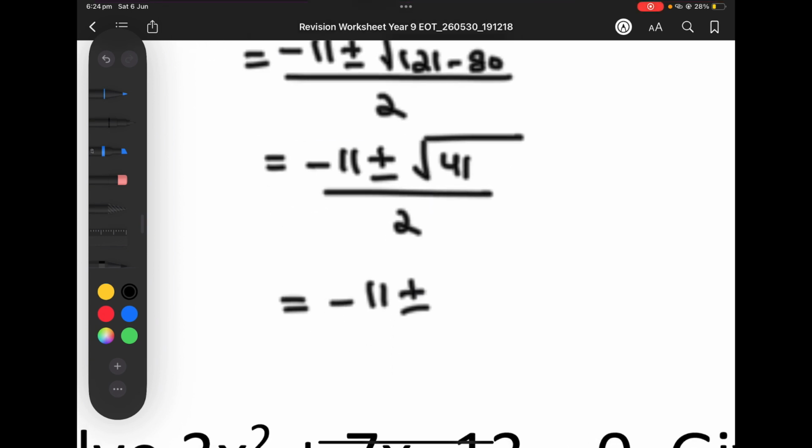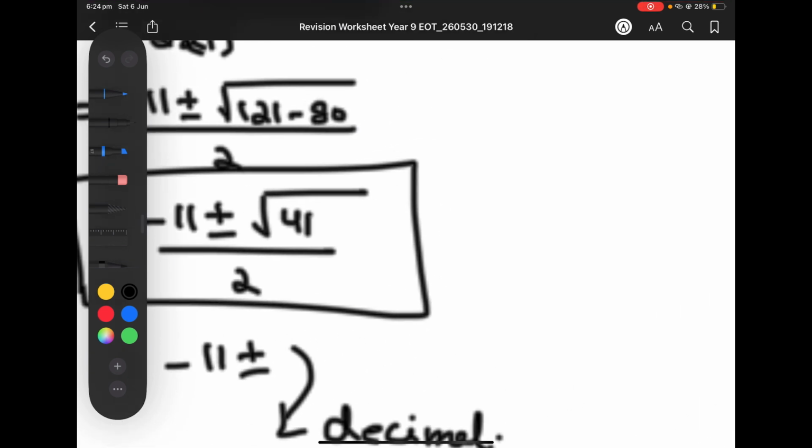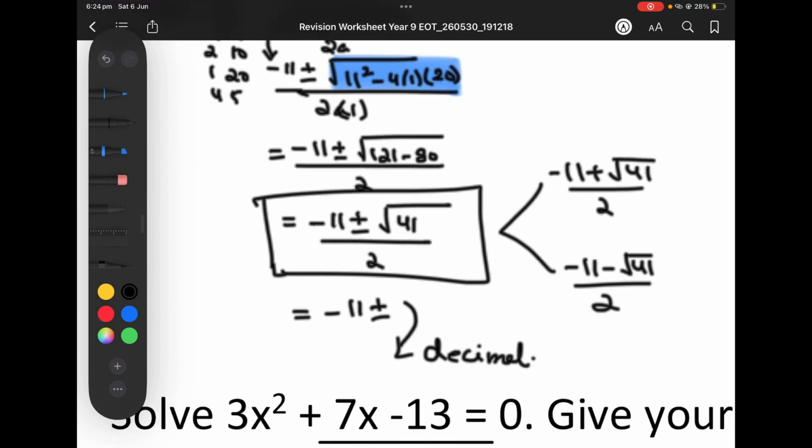Okay, there are two options. You can simplify it further to get the decimal answer, or else you can leave your answer here. Now you would say, ma'am, plus minus, how is that two answers? I'll show you. Minus 11 plus root 41 over 2, and minus 11 minus root 41 over 2. These are the two answers that you can get. Don't go with the decimal part. Don't solve the decimals. This answer is more than enough.